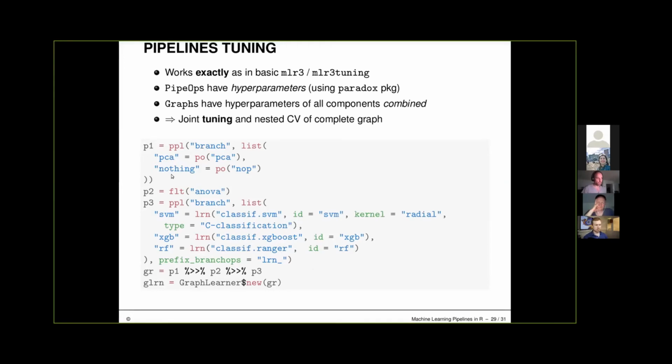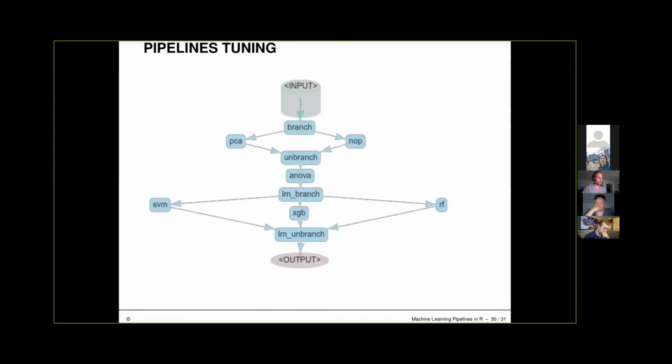Branching for PCA, your feature filter for ANOVA filtering, branching for the 3 learning algorithms with some IDs here that I manually define and some static variables that I define. And then these 3 partial graphs, I simply pipe together to my complete graph. I put it in the graph learner, and I'm now in the mlr3 world, and I can also use mlr3 tuning on this. And I specifically now want to use mlr3 tuning on this.